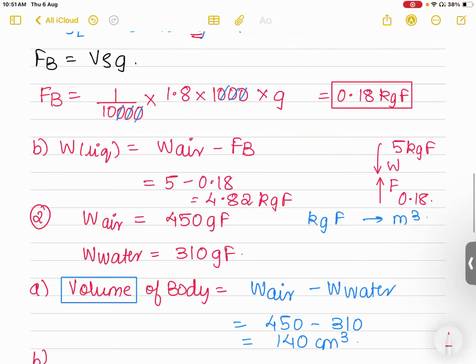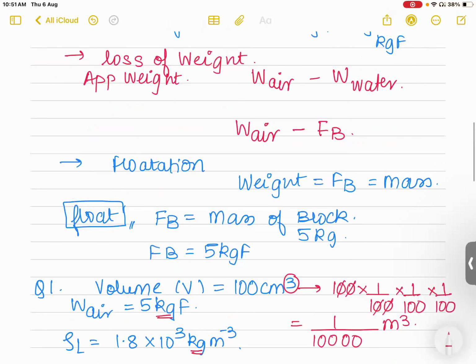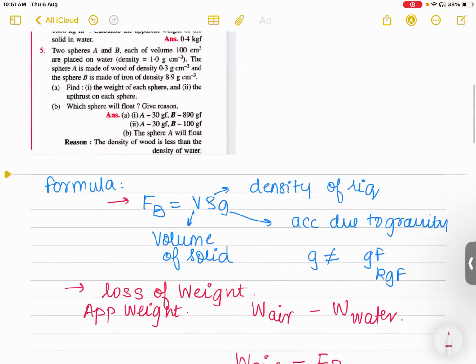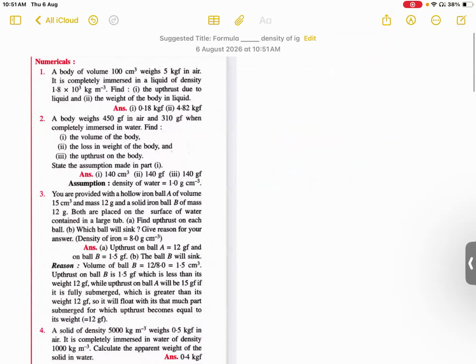Great. After A part comes B part. In the B part, they have asked what is the loss in weight of the body.